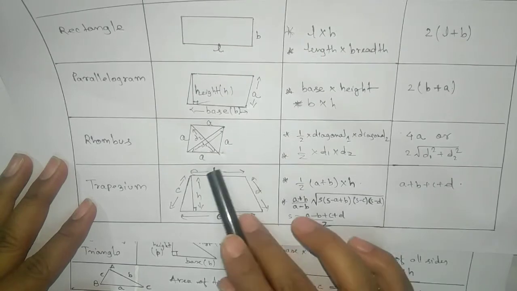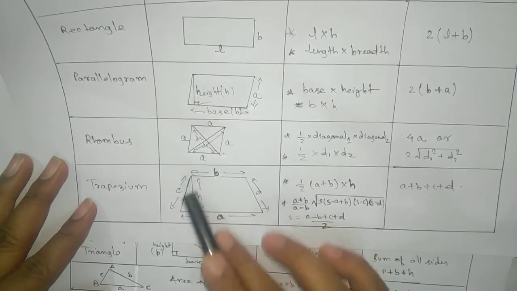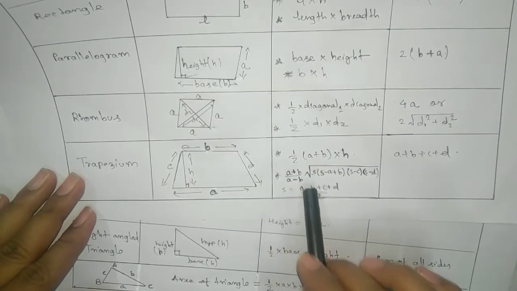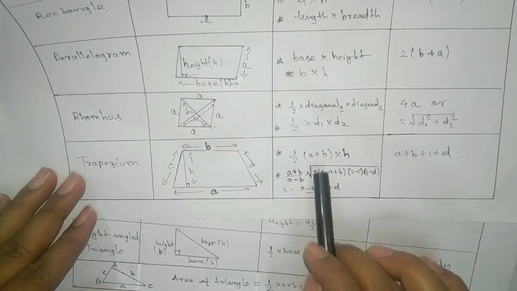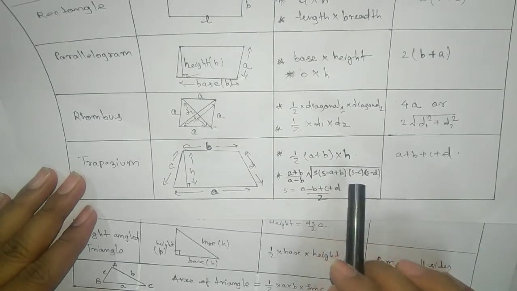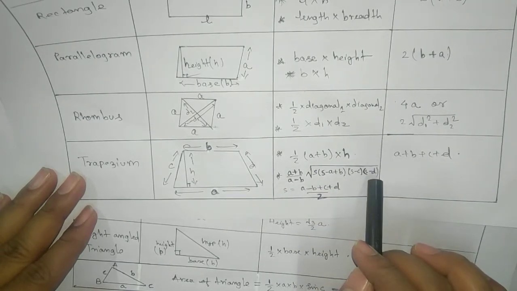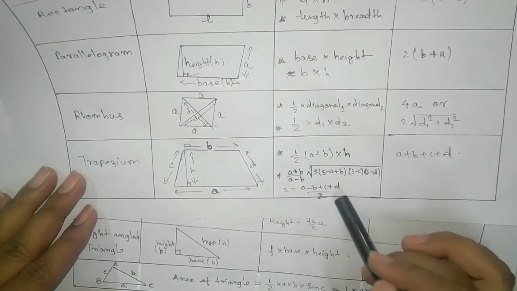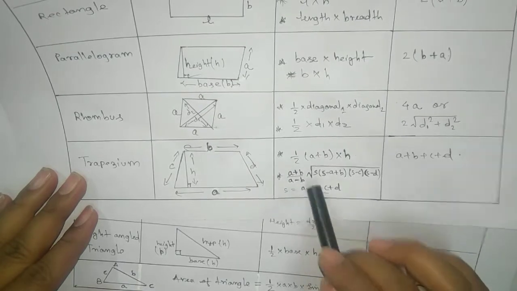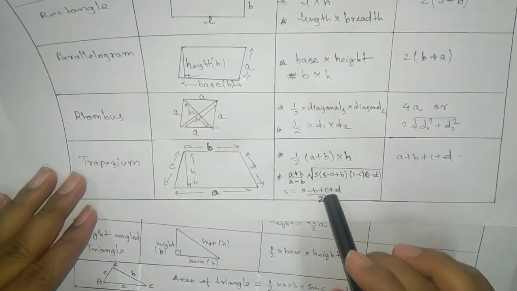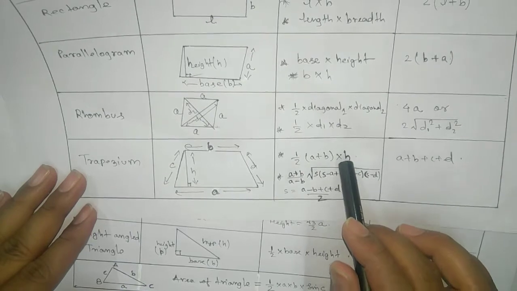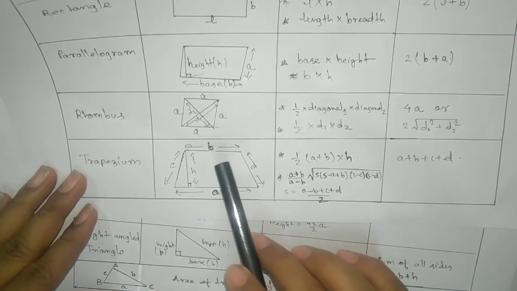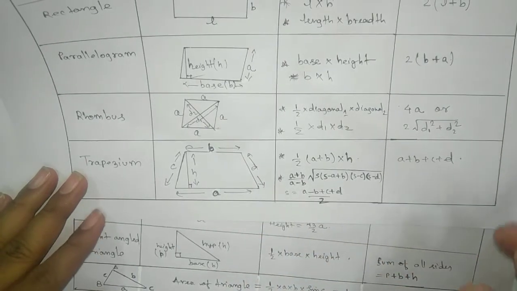And if all sides are given and the distance is not provided to you, then you can apply this formula: a plus b by a minus b, root over s into s minus a plus b, s minus c, s minus d, where s equals a minus b plus c plus d. Be careful with this one. Substitute the values, and you'll get the area of the trapezium when different sides are given to you, and the perimeter is the sum of all sides.